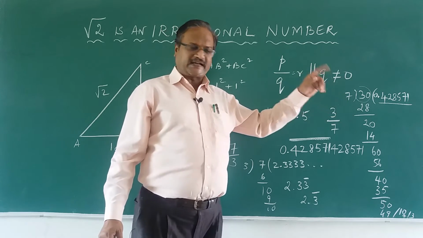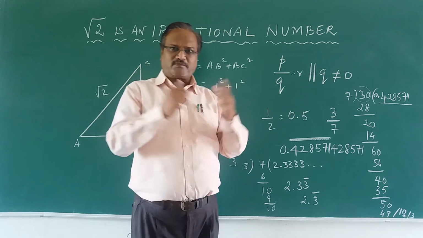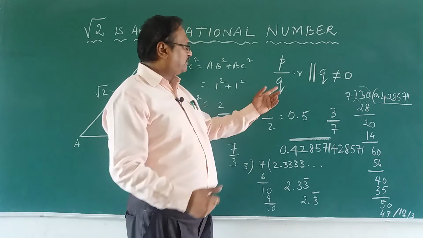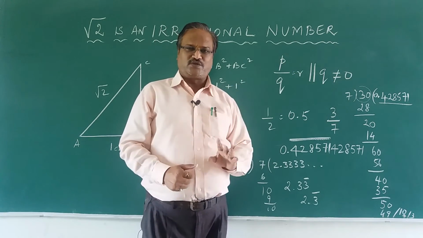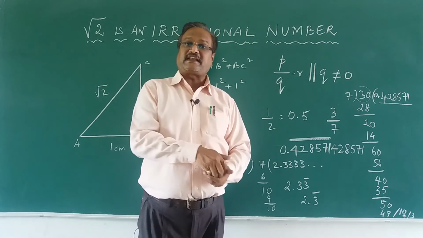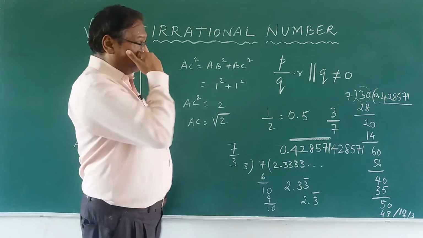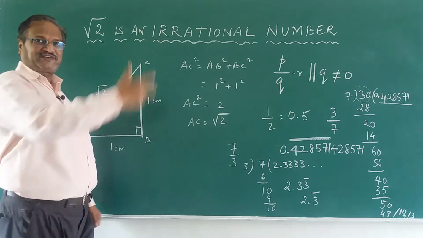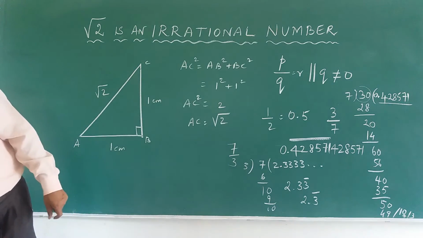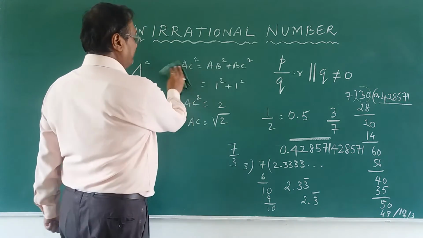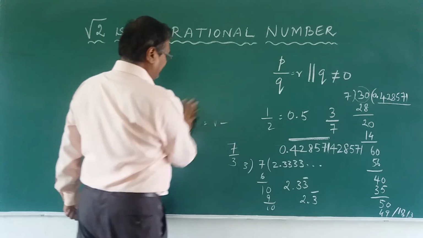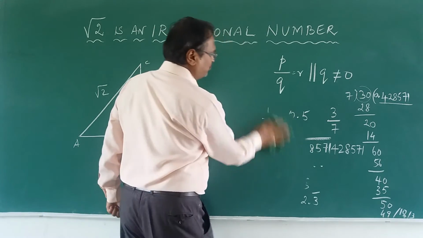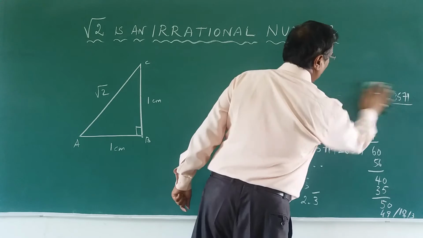Right? And the condition is P by Q, that is the form, a fraction, and Q should not be equal to 0. This is basically a rational number. Now we have to prove that this root 2 is irrational. That means it is not going to be terminating or recurring. Now we have to prove that.